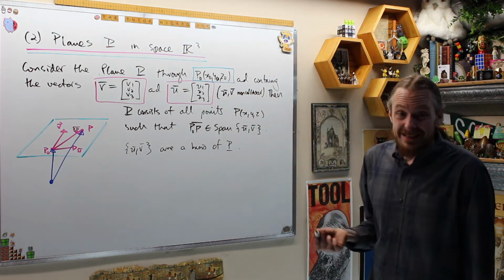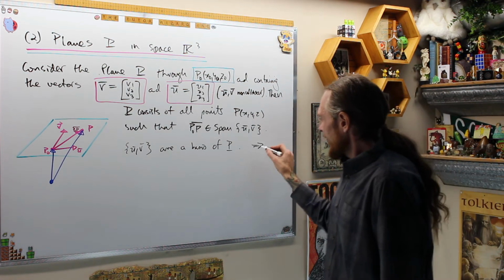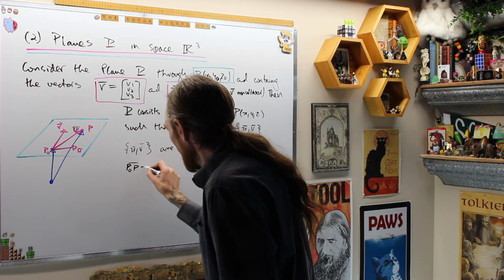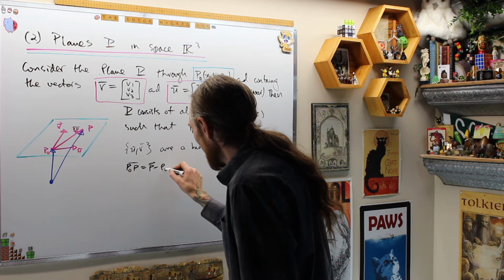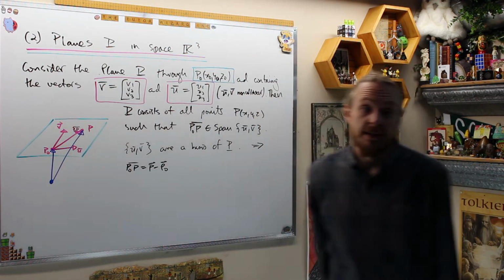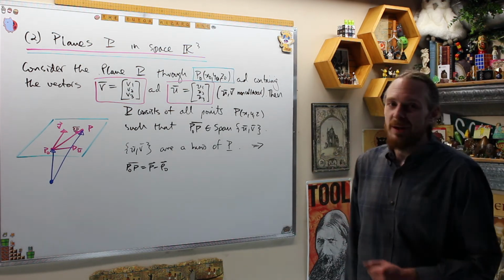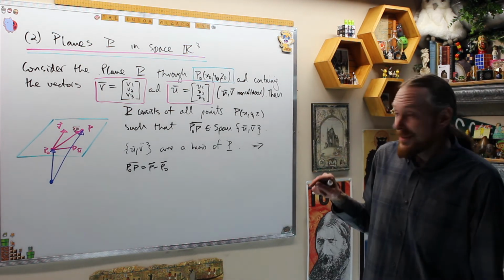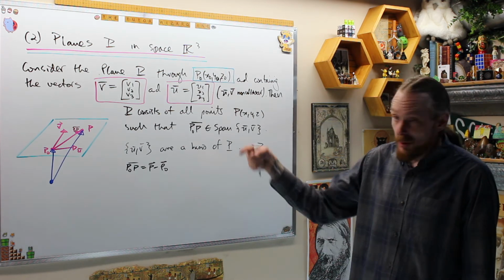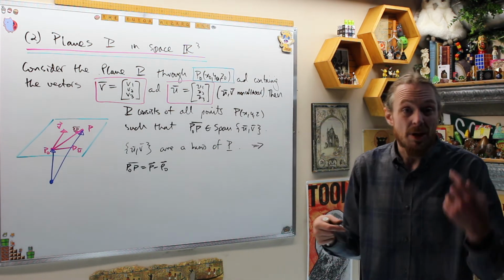Once they're a basis, any other vector, this means that the vector P naught P, which is the vector P minus P naught, geometrically, just like we did before, or using this diagram again, just in case I drew it, because you always draw the picture. This has to be in the span of this basis, so it has to be a multiple of u plus a multiple of v, a linear combination of these vectors.